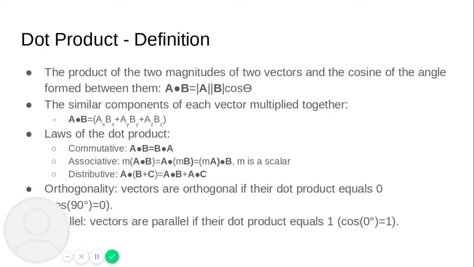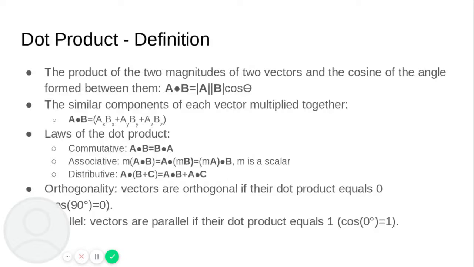So any scalar times the dot product of a and b is equal to a dot, say the scalar is m, so a dot mb, which is equal to ma dot b. Basically, the scalar can be anywhere. It doesn't really matter how it's multiplied in. And then the distributive property also works. So a dot (b plus c) is equal to a dot b plus a dot c.